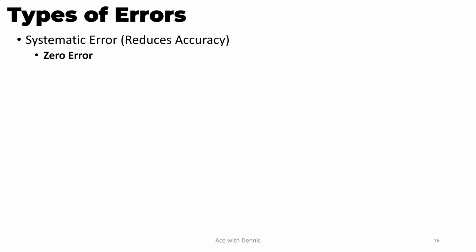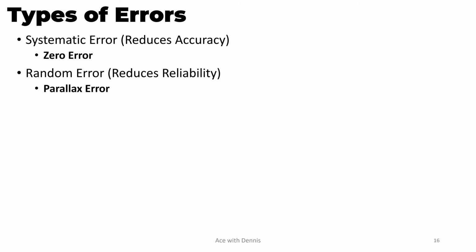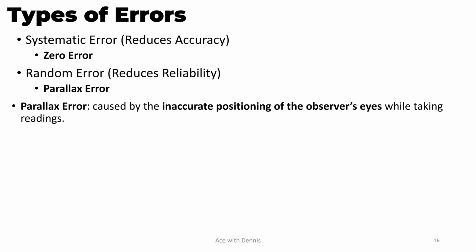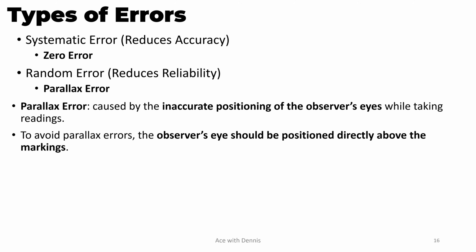When we are conducting experiments, there might be two types of errors. The first error is systematic error, which will reduce the accuracy. For example, zero error. The second type of error is random error, which will reduce the reliability. For example, parallax error. Let's talk about parallax error. Parallax error is caused by the inaccurate positioning of the observer's eye while taking readings. To avoid parallax errors, the observer's eyes should be positioned directly above the markings.